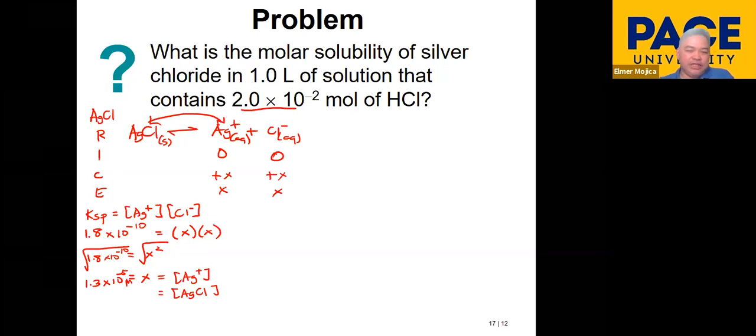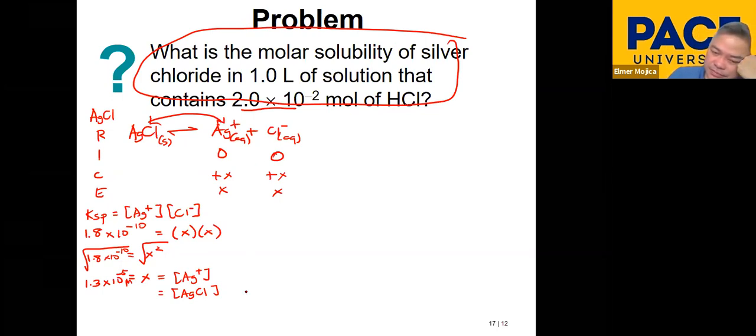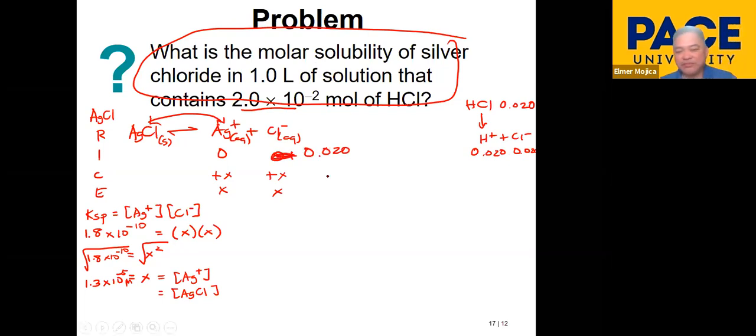Now, what happens if we have this problem? What's the change that will happen in the expression here? Anyone? So you have HCl. HCl will give you H plus and Cl minus, and that's 0.02. So you have here 0.02 and you have here 0.02. So that means this has 0.020 at the beginning.